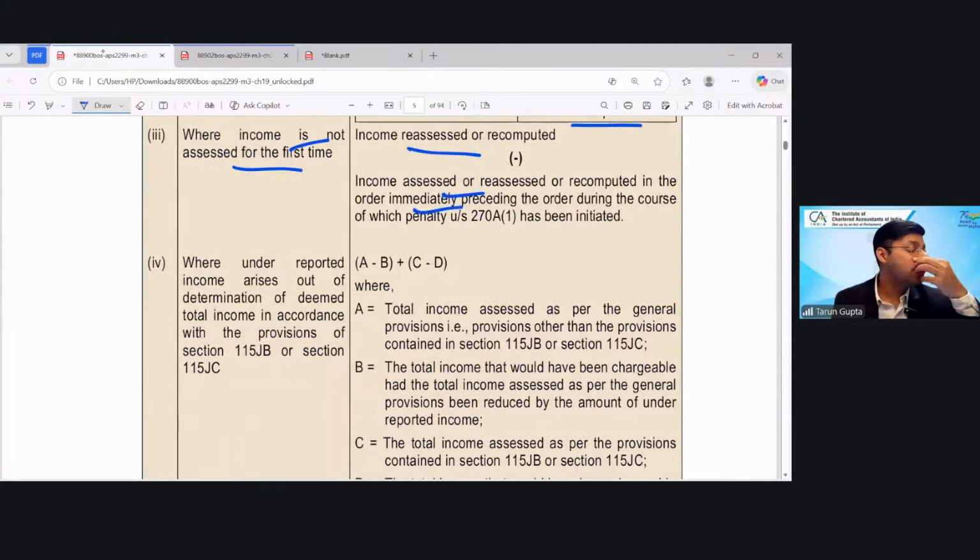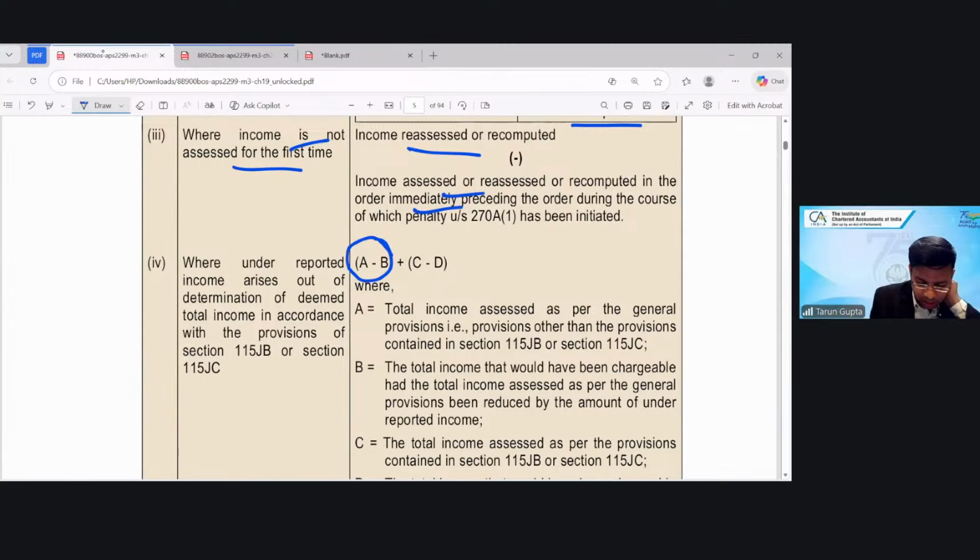In case the assessment is made on the basis of book profit or ATI, then the underreported income is A minus B plus C minus D. What's A minus B? A minus B is the difference between the income assessed and the income returned, or income determined in the intimation under normal provisions. And C minus D is the book profit assessed minus book profit determined in the intimation.